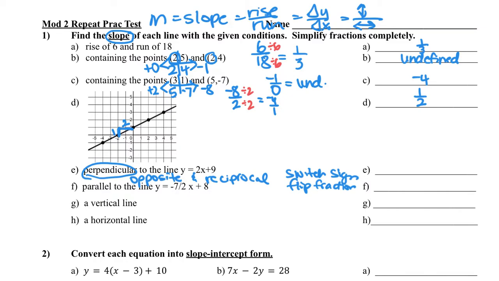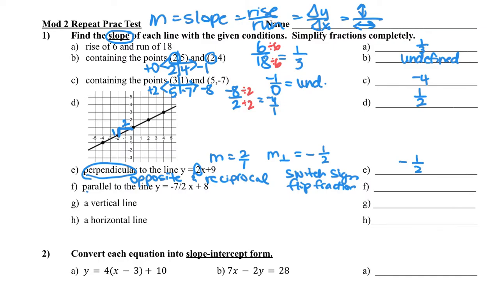So the only thing I need from the line that's given is the slope, which is always the coefficient of x. So it's not the x, it's just the number in front of x. So I'm looking at this 2. So the original slope is 2. I'm going to write that as 2 over 1 because I know I need to flip that fraction. So my slope perpendicular has to be negative because this right here is positive, and my fraction, instead of being 2 over 1, has to be 1 over 2. So the perpendicular slope is -1/2.